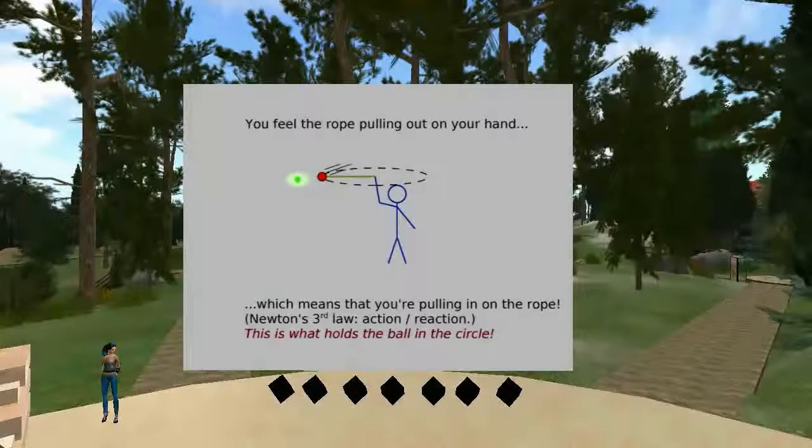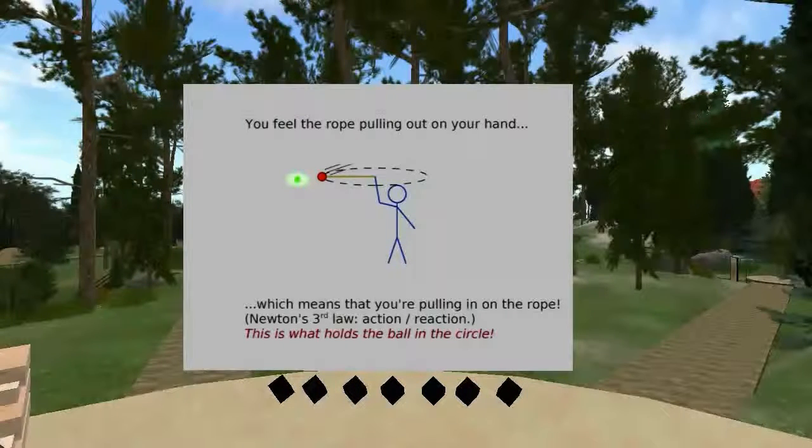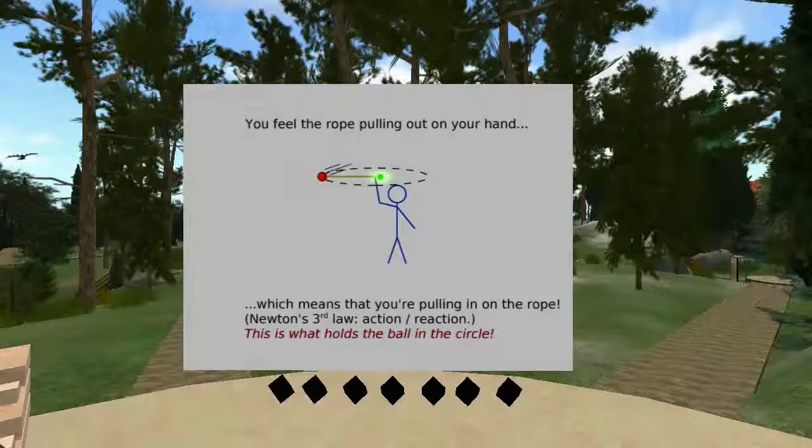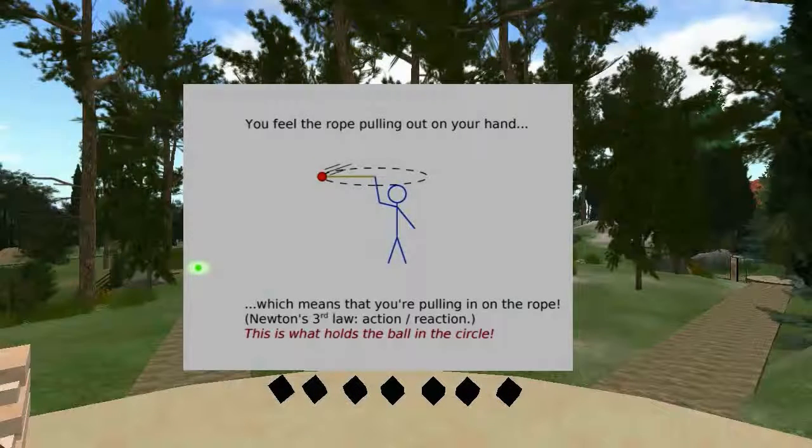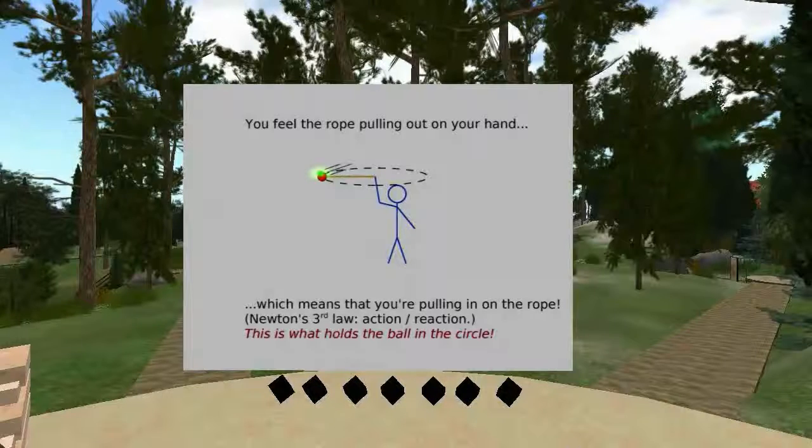And if you do this, you will feel the rope kind of pulling on your hand. As it swings around, the ball tries to pull your hand, and so you pull back on the rope. That's Newton's third law, action-reaction. So it is you pulling on the rope that holds the ball in the circle. If you were to cut the rope, the ball would go flying off in this direction. Whee! But instead, because there's this rope pulling on the ball, it holds it in the circle. So it is the force of the rope holding the ball in this circle.